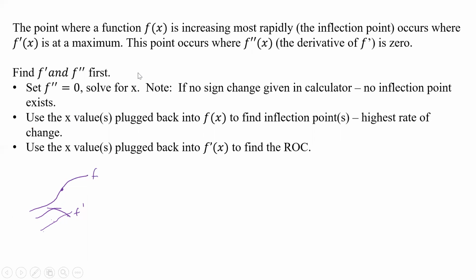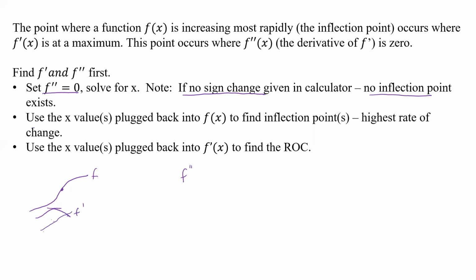And so what we're going to do is find f prime and f double prime, or the first and second derivatives. Once we find our second derivative, f double prime, we're going to set that equal to 0 and solve for x. Now, if we use our calculator's numerical solver and it says there's no sign change, that means there's no inflection point. That happens sometimes, and it's not a big deal. It just means there's no inflection point.